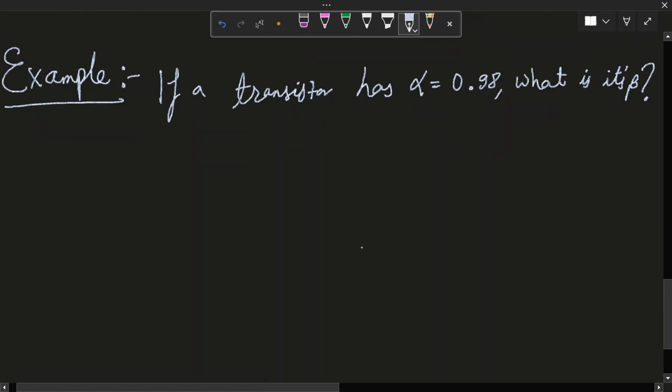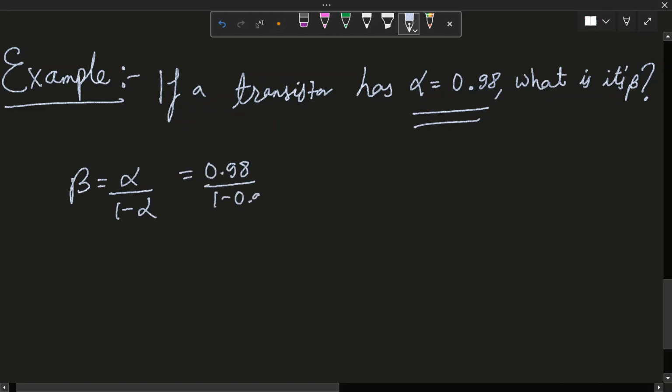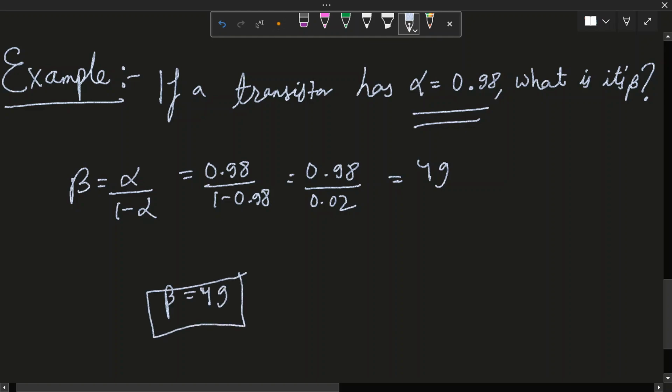Now let us solve a quick example. We are given if the value of alpha is 0.98, what is its beta? So we know beta is alpha by 1 minus alpha. Let me put 0.98 here. We get 0.98 divided by 1 minus 0.98, which is 0.02. On taking the division, we will get 49. So the value of beta is 49. It is as simple as that.